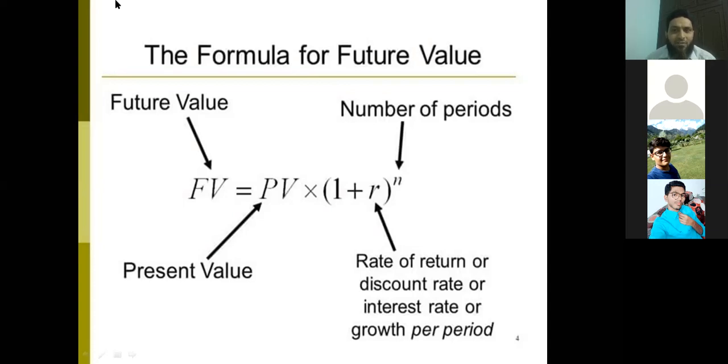It means after 1 year, if you have 110, this future value is given to you, and you want to calculate present value. What you will do? Present value is equal to FV upon (1 plus R) power n. Okay, (1 plus R) power n will be the denominator. So you will get 100 rupees. Suppose after 1 year you are getting 110, what about its current value? So its current value is 100.